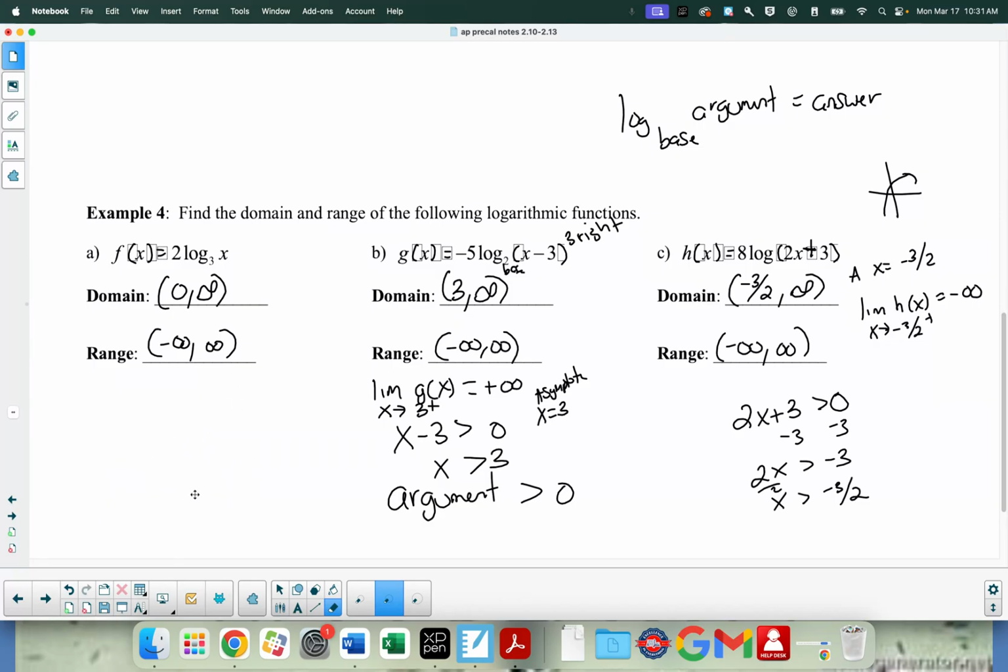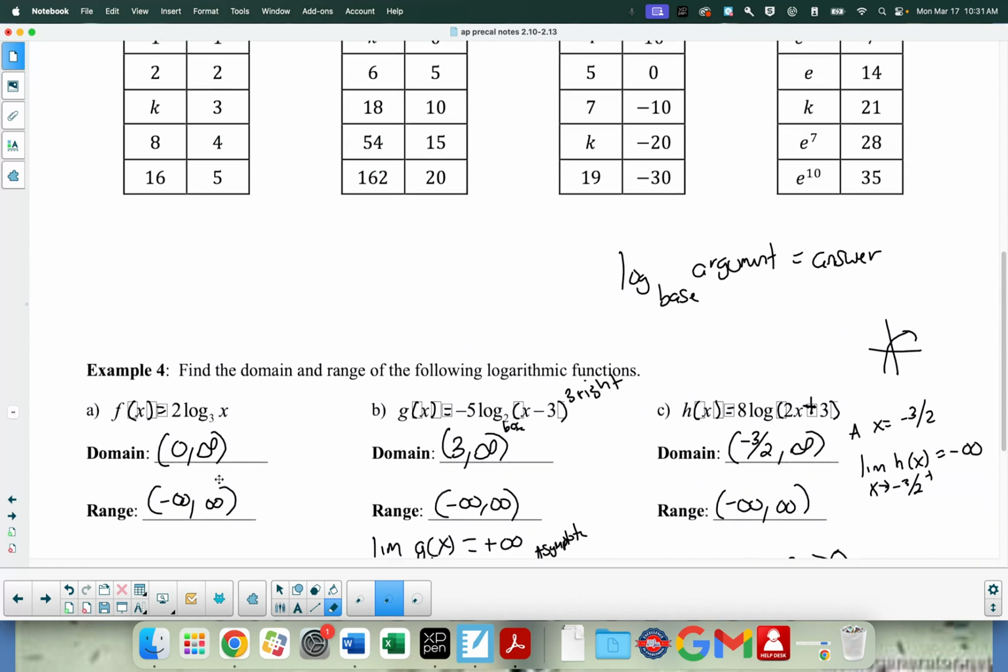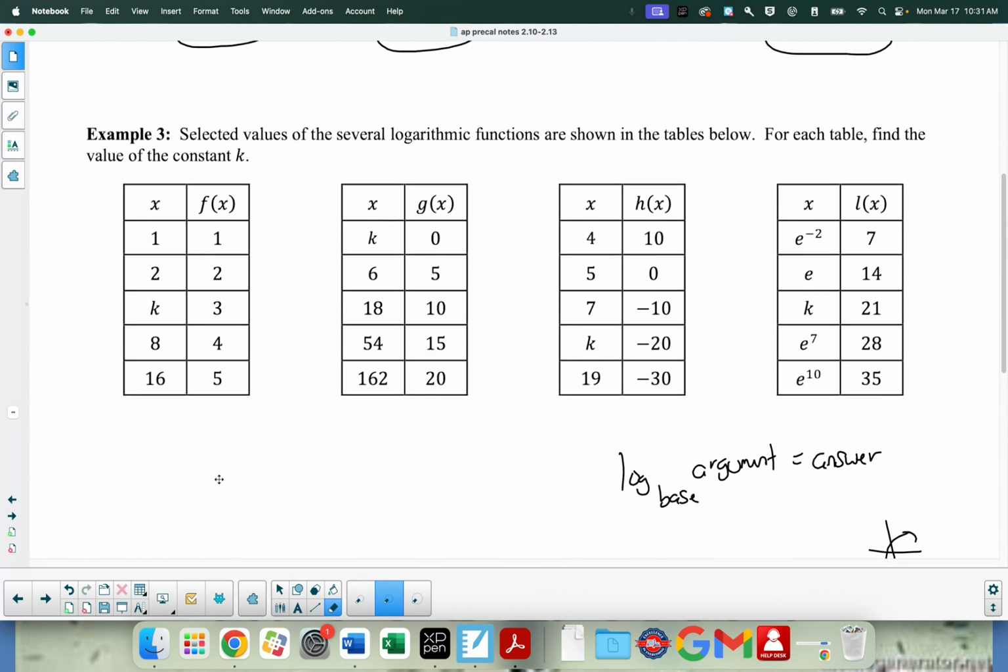Okay, so back to the other part where you're actually going to be solving, knowing that these are logs.